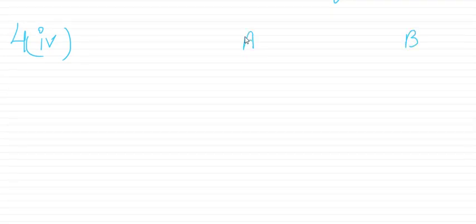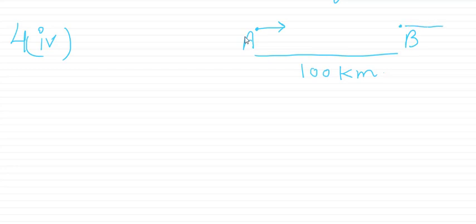Okay, so in question 4, the question says there are two places A and B, and the places A and B are 100 kilometers apart. One car starts from A and another starts from B at the same time. So one is starting from A and one from B, both at the same time. If the cars travel in the same direction at different speeds, let's say the car from A is moving in this direction, so the car from B will also move in the same direction.